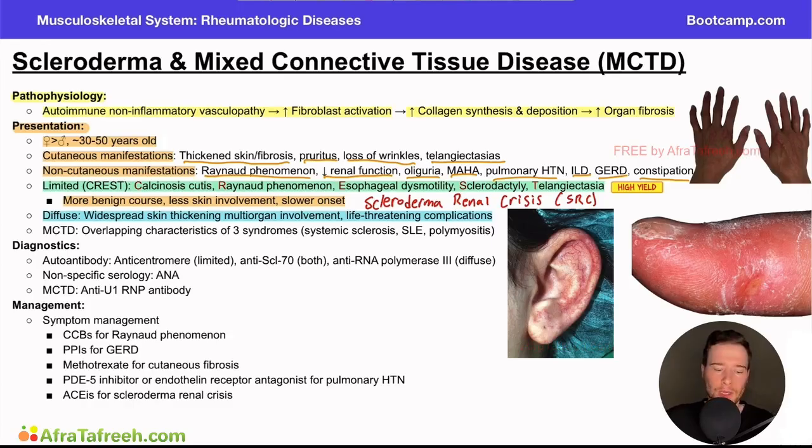So if we think about MCTD, it's important to note there are a lot of overlapping characteristics of three different syndromes: systemic sclerosis, SLE or lupus, and polymyositis. Typically, this is mostly common around the same age range, the third, fourth, maybe fifth decade of life, and a lot of the initial findings are similar to some of these other conditions, this triad of symptoms, but they can be a little bit milder.